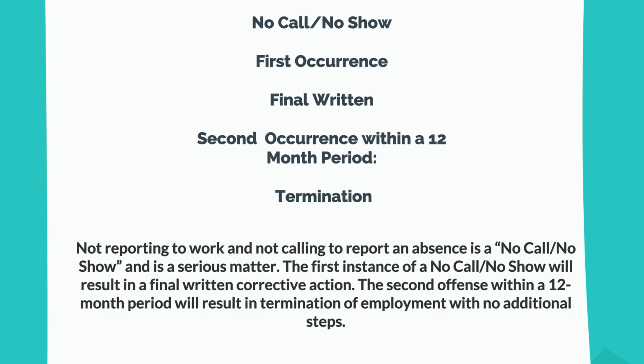Not reporting to work and not calling to report an absence is a no-call, no-show and is a serious matter. The first instance of a no-call, no-show will result in a final written warning. The second offense within a 12 month period will result in termination of employment with no additional steps.